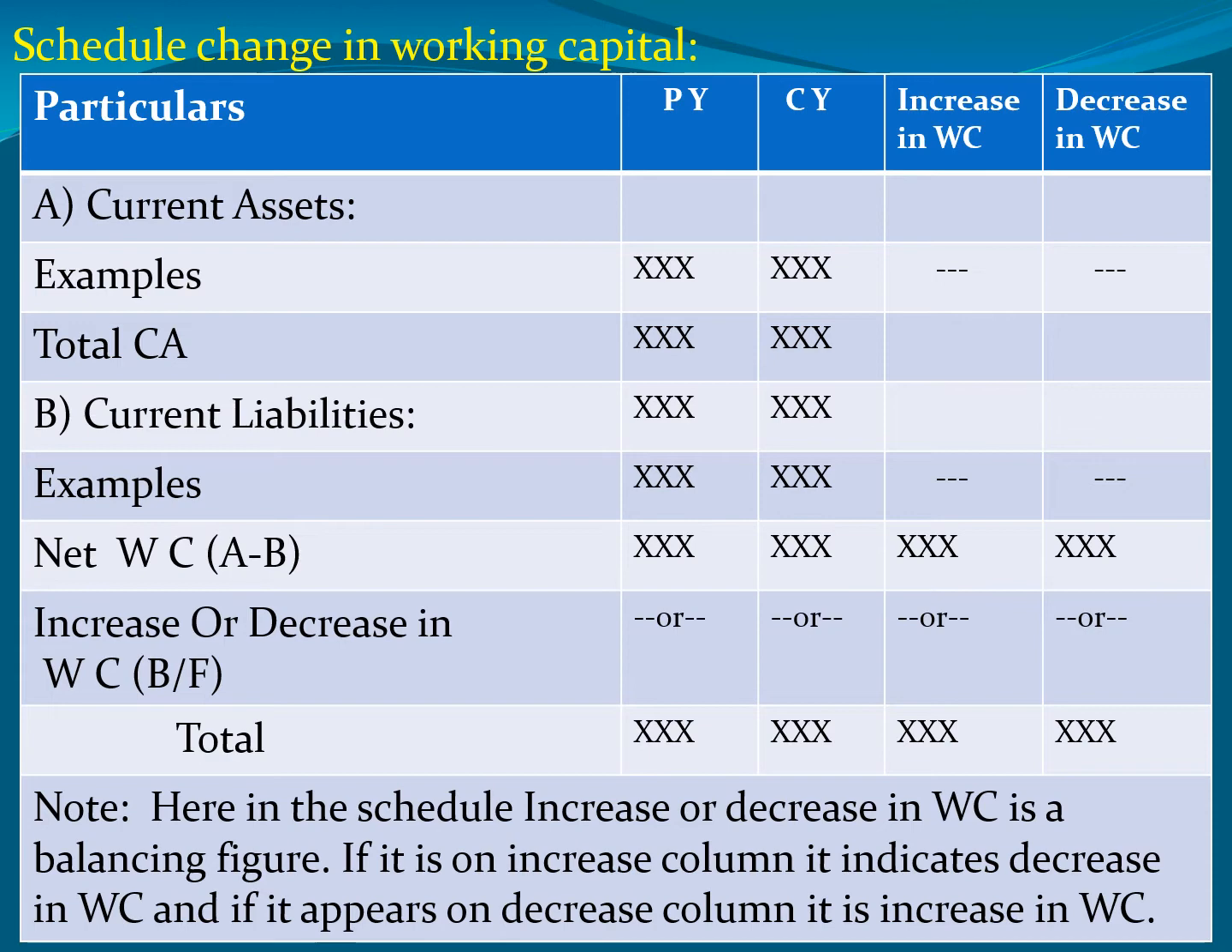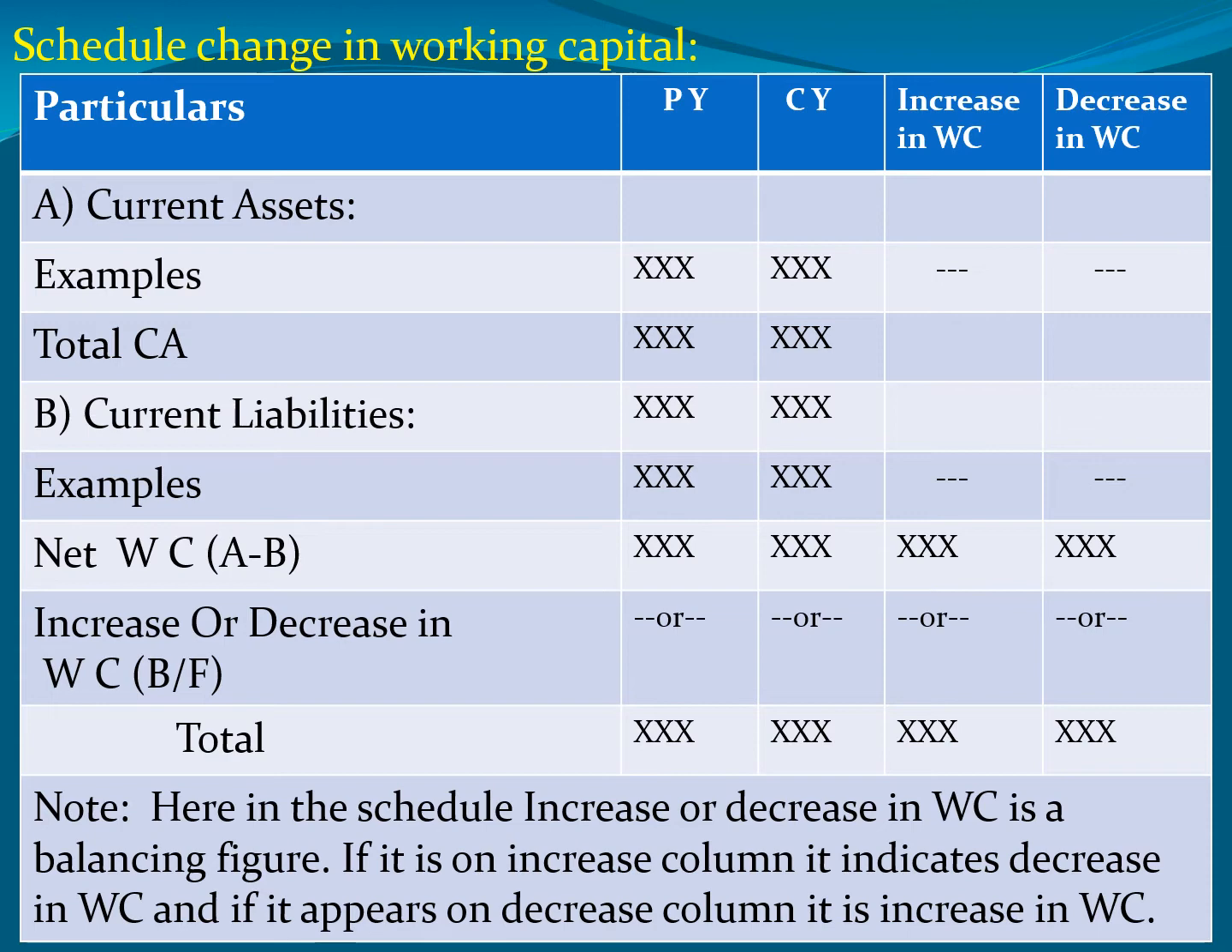Similarly, B, write the head current liabilities. Examples, you have to take the examples: bank overdraft, short-term loans, creditors, bills payable, etc. As they have given even the provisions in the balance sheet, they will be giving the current liabilities in a particular head. They are to be copied here. Previous year amount you write in the previous year column. Current year amount you have to write in the current year column.